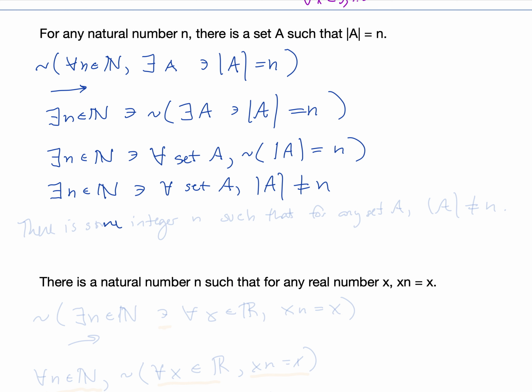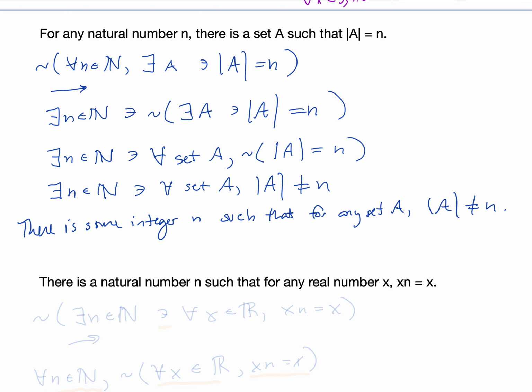And if we want to write that out in words, we could write that out as there is some integer n such that for any set A, the cardinality of A is not equal to n.